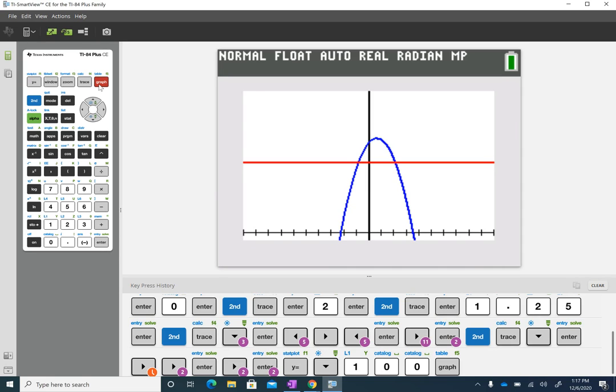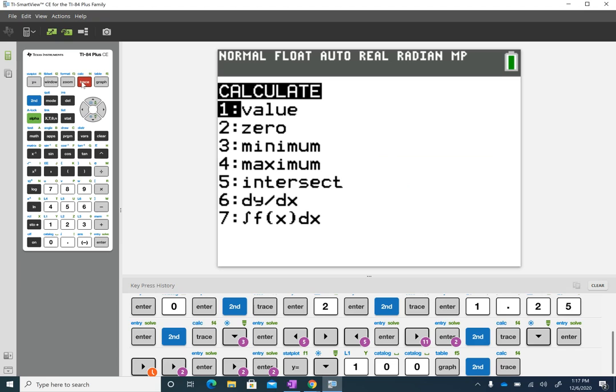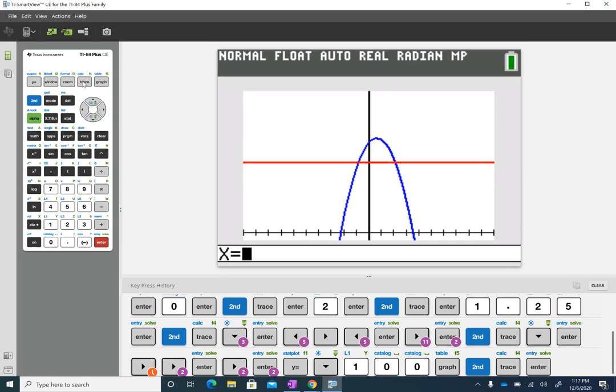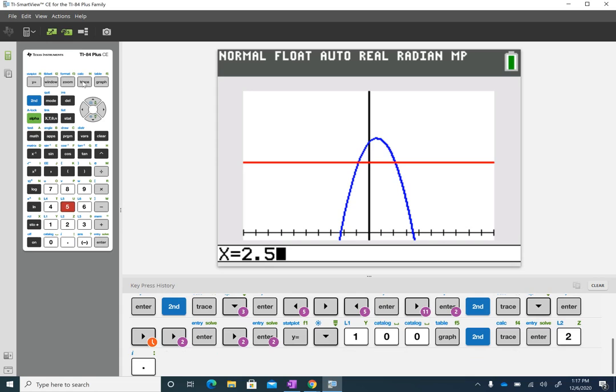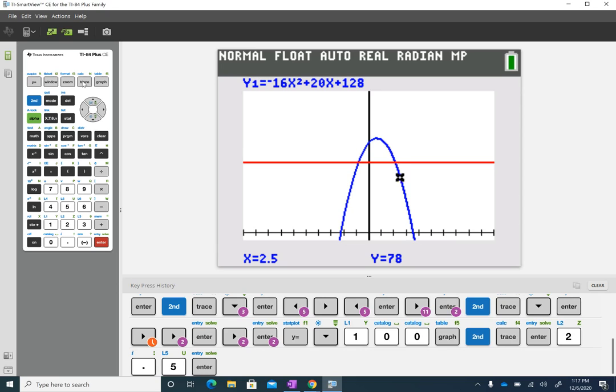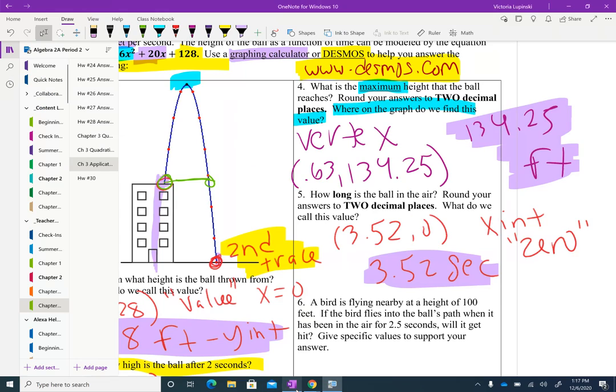So we're going to go ahead and use that value option. So remember, second trace. Again, that's where all the good stuff is. We're going to choose a specific value, and in this case, 2.5 seconds. So when you hit enter, look at that. The ball is only at 78 feet, which means the bird at that time is above the ball, which means it's not going to get hit. Phew.